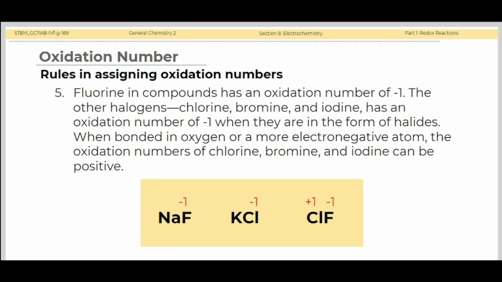Fluorine in compounds has an oxidation number of negative 1. The other halogens, chlorine, bromine, and iodine, have an oxidation number of negative 1 when they are in the form of halides. When bonded to oxygen or a more electronegative atom, the oxidation numbers of chlorine, bromine, and iodine can be positive. For example, the oxidation number of chlorine in chlorine monofluoride is positive 1.